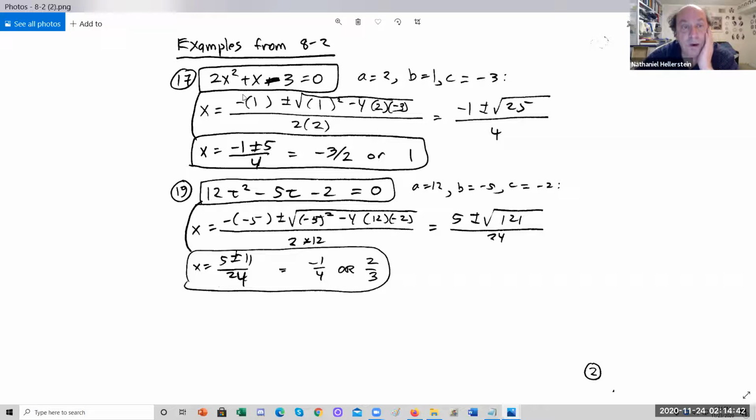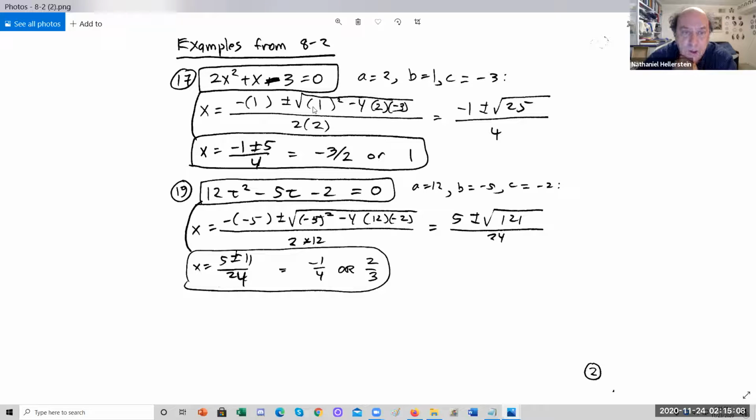You have 2x squared plus x minus 3 equals 0. The coefficient a is 2, the coefficient b is 1, the coefficient c is negative 3. So the formula is minus b plus or minus root of b squared minus 4ac over 2a. All right, b is 1, goes here and here. a is 2, goes here and here. c is negative 3, goes here.